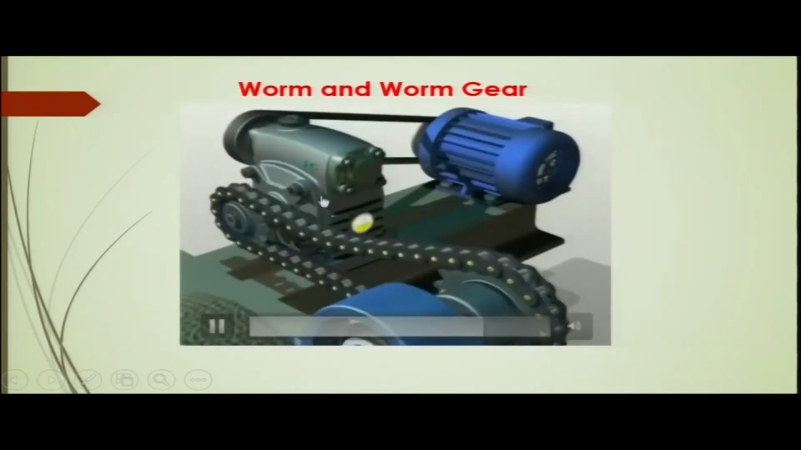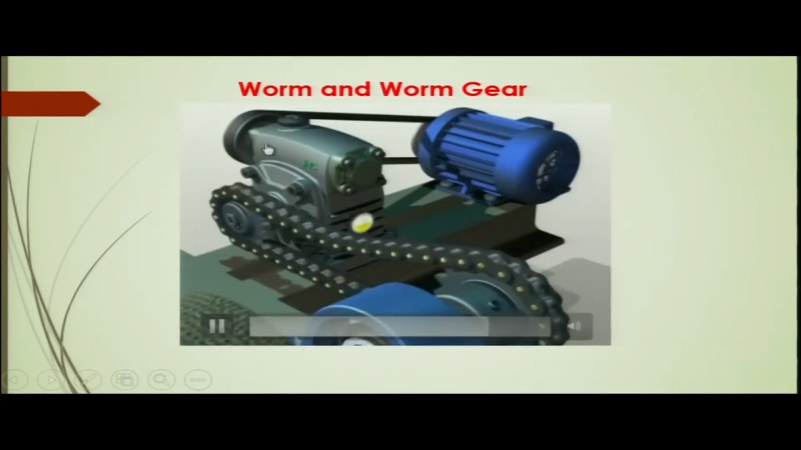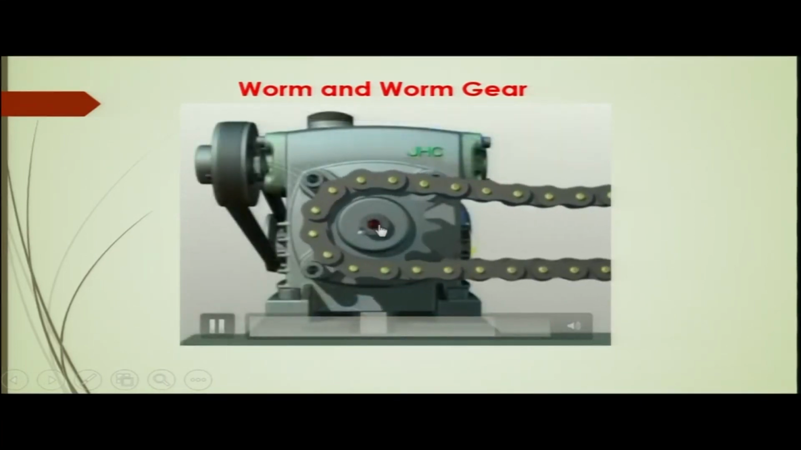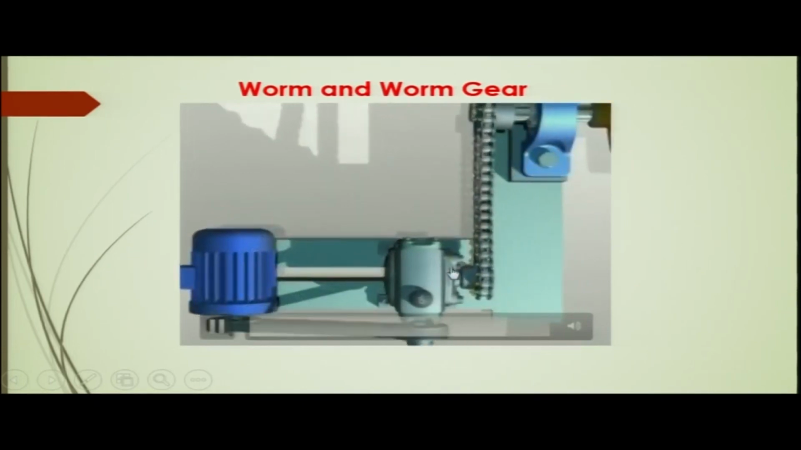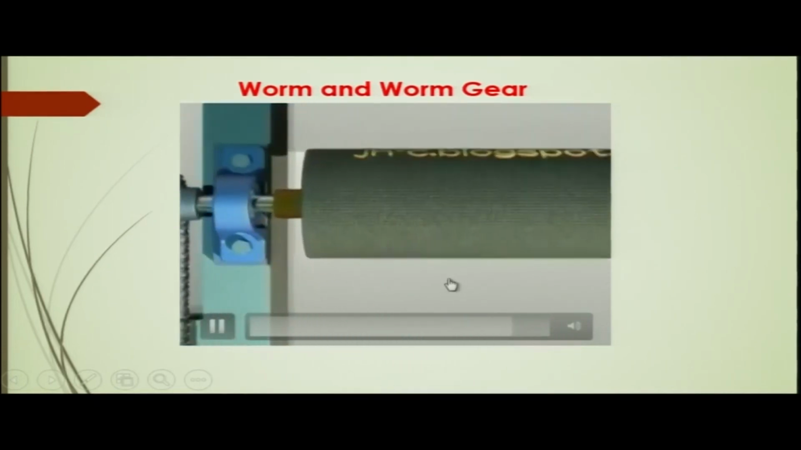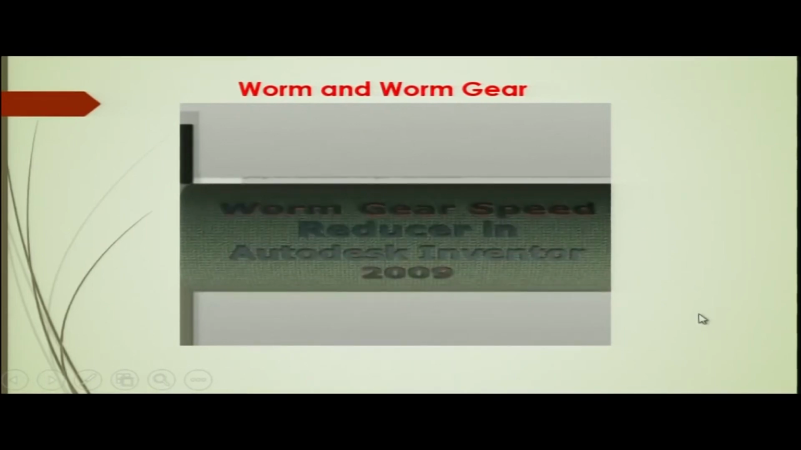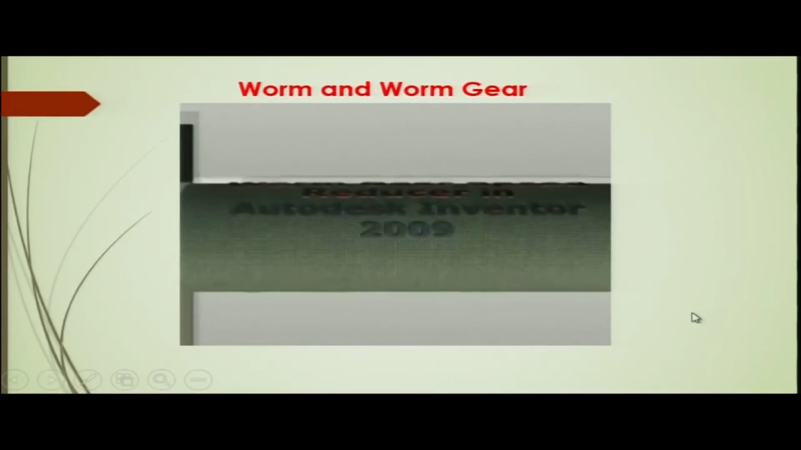So, in case of worm and worm gear only, the worm can be considered as the input shaft and the worm gear is the output shaft. But from the worm gear, another transmission is taken through the chain drive, and then finally the output shaft which is mounted on the sprocket, the output sprocket, can be considered as the output shaft.